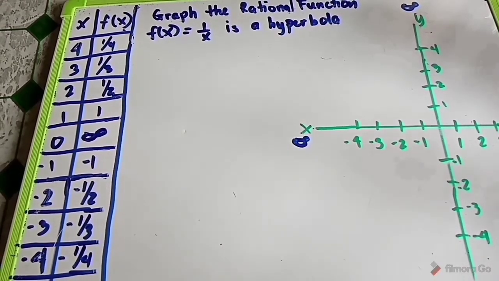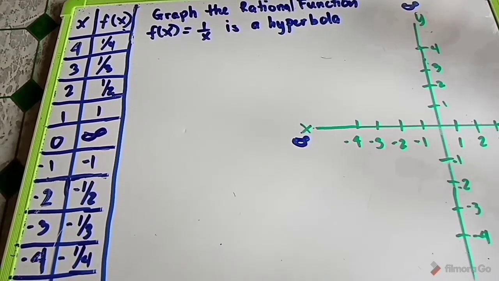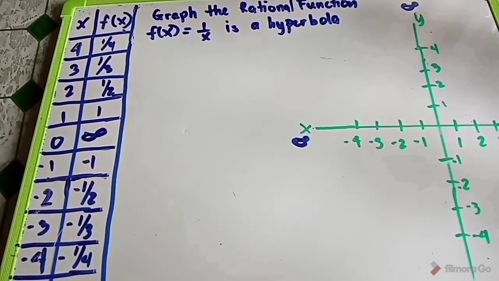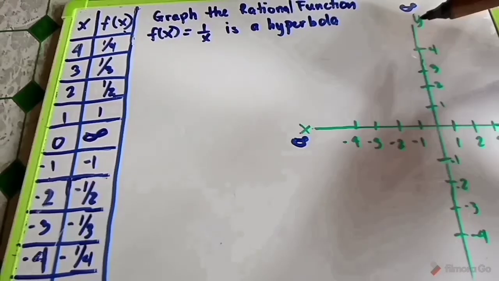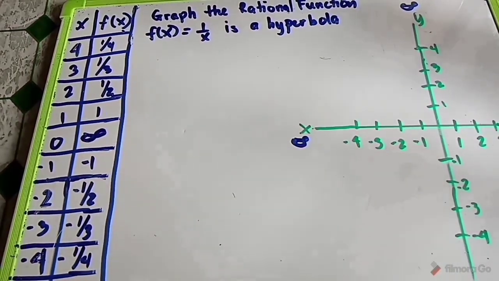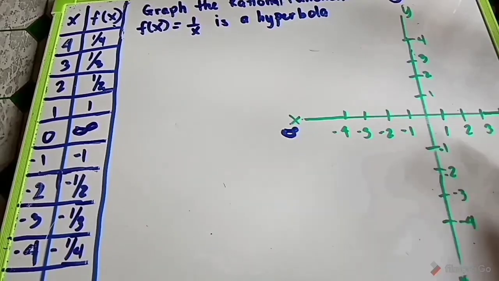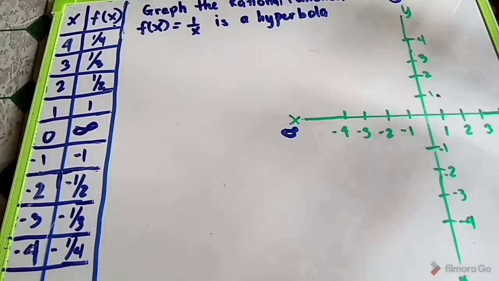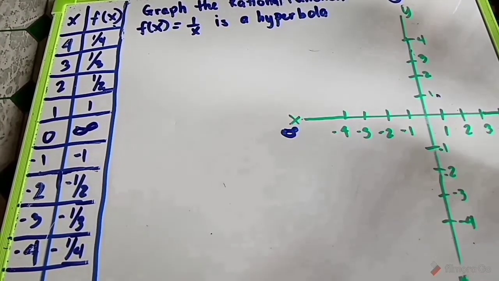So first, we need to graph the vertical asymptote. How do we find the vertical asymptote? The vertical asymptote is the y-axis. So this is considered as the vertical asymptote. So we have 1 and 1. Where do we put the 1 and 1? Here. And then 2 and 1/2.